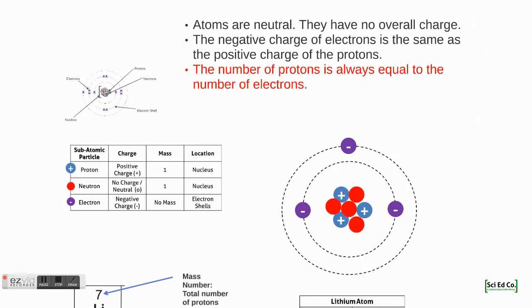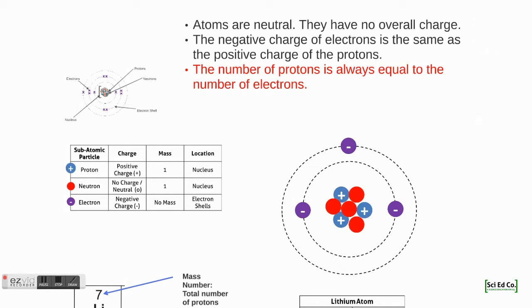However, we know that atoms do not have a charge. This is because we also have 3 electrons, which means we have 3 negative charges. The negative charge of electrons is the same as the positive charge of the protons. Therefore, they cancel each other out, giving an overall neutral charge. This is why the number of protons in an atom is always equal to the number of electrons.